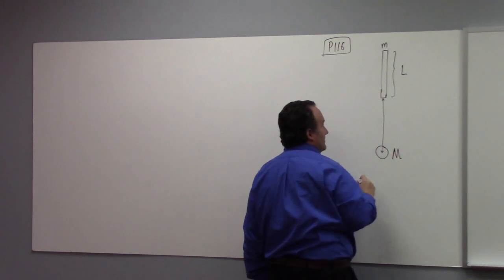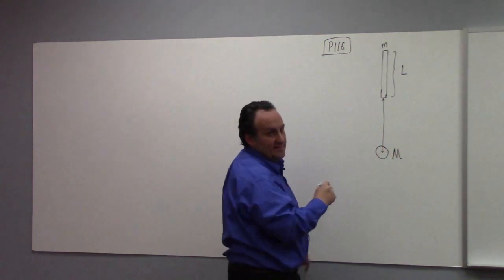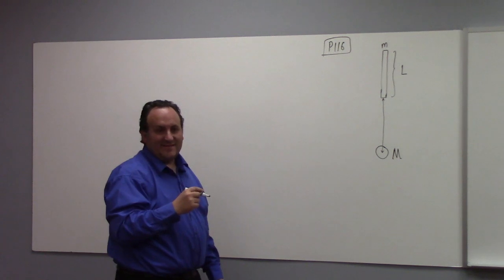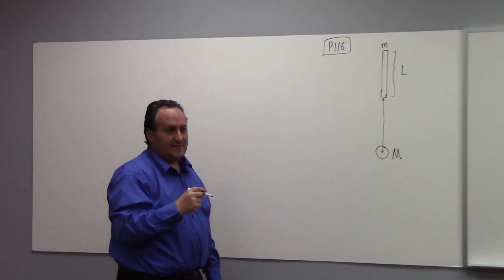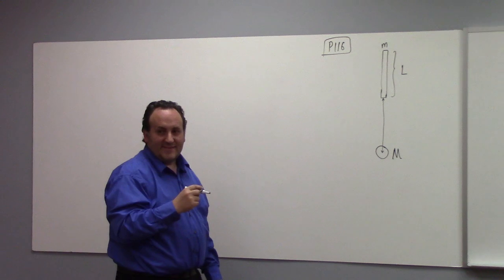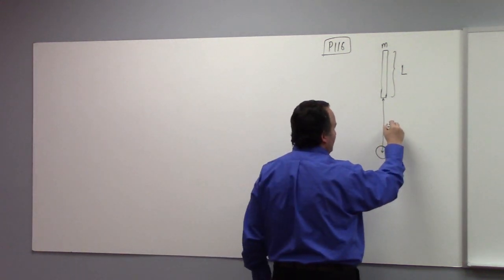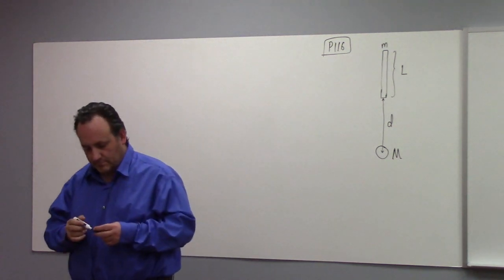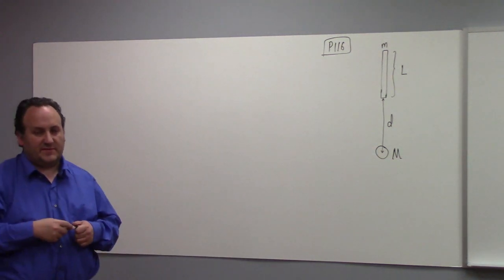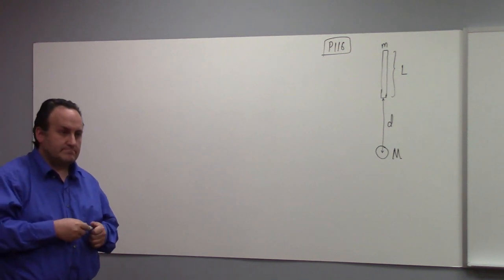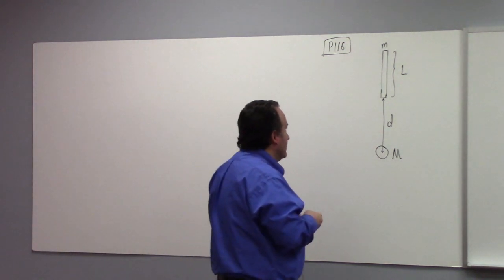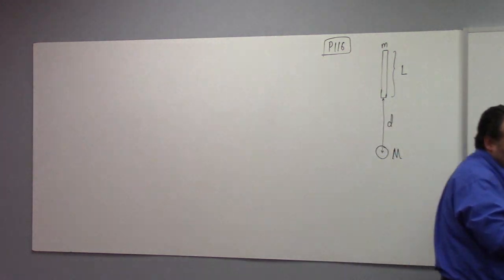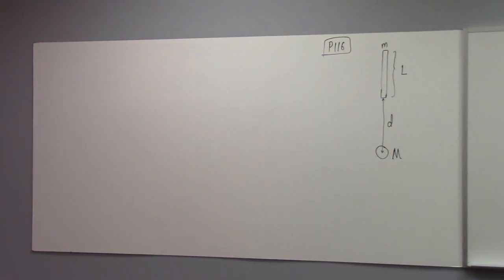It would be useful to have a label for this distance right here. What do you guys want to call this? R? D? All right, D it is. So let's call that distance D. So your answer will, of course, depend on D, right? Okay, enough about that. I think you want to approach problem 116 similar to the way we worked the horizontal bar problem in here.